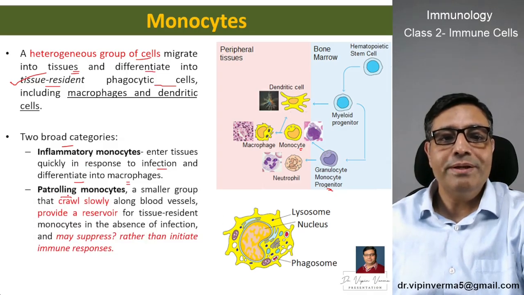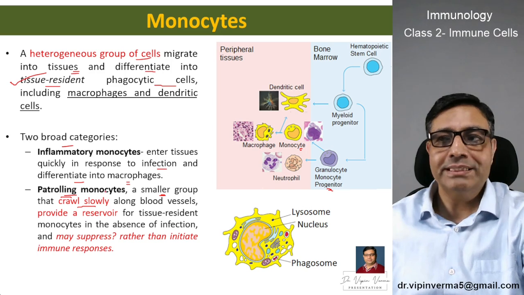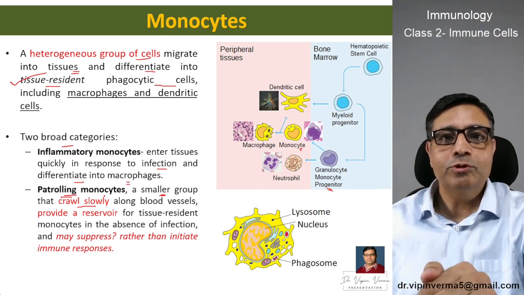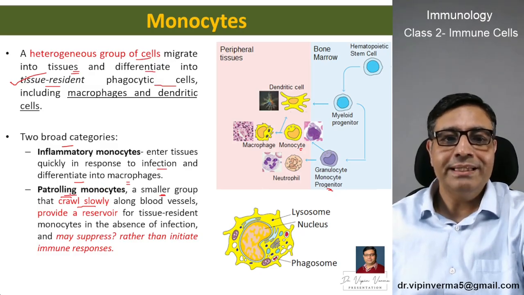And then there are the patrolling monocytes. These are a smaller group that crawl slowly, and their main function is to patrol. Just like we have the patrolling police, they slowly move. You must have seen police cars or police bikes. They slowly move in a locality to just check whether things are good or not. In the same manner, these patrolling monocytes crawl slowly along the blood vessels, and they provide a reservoir for tissue resident monocytes in the absence of infection. So when there is no infection, they provide a reservoir for tissue resident monocytes.